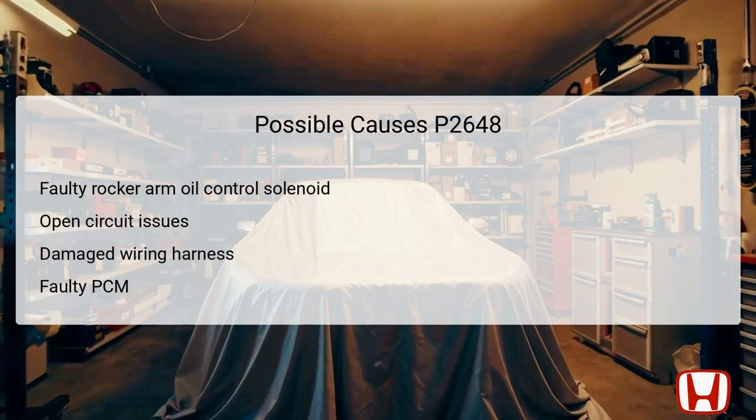Furthermore, damage to the wiring harness, which connects various components, can result in compromised electrical communication, leading to signal faults. Lastly, if all other components appear functional, the problem could lie within the PCM itself, which may have internal failures or software issues preventing it from correctly interpreting the solenoid status. Understanding these possible causes is crucial in narrowing down the defective component quickly.